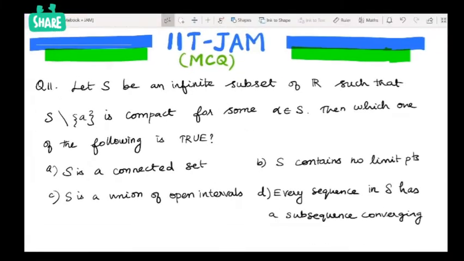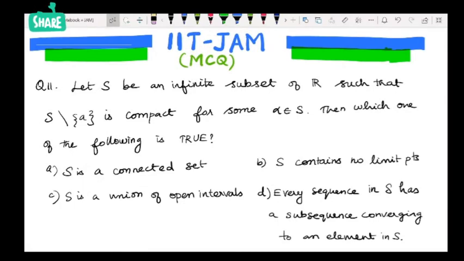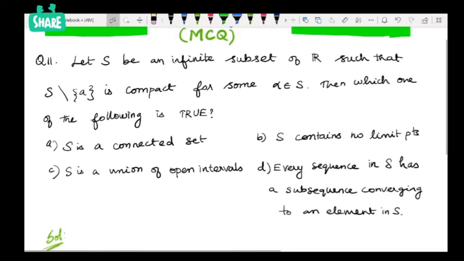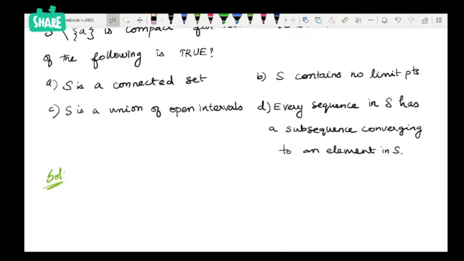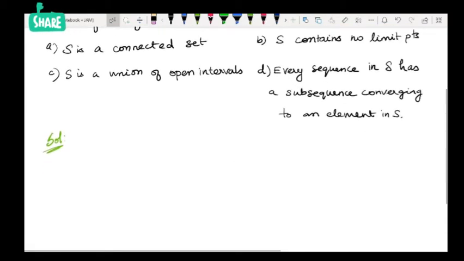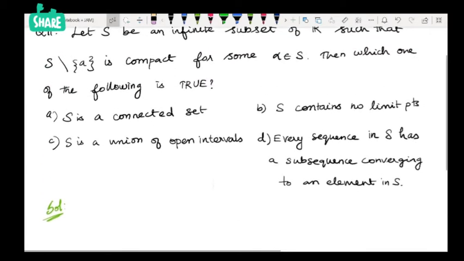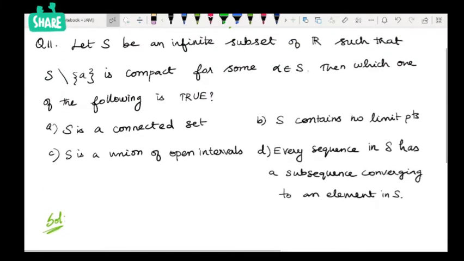Let's start solving IIT JAM MCQs. These are from the 2017 question paper. Let S be an infinite subset of R such that S excluding A is compact. Then which of the following is true? And that A is nothing but a real number actually.